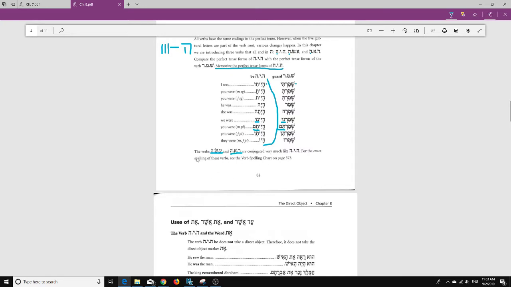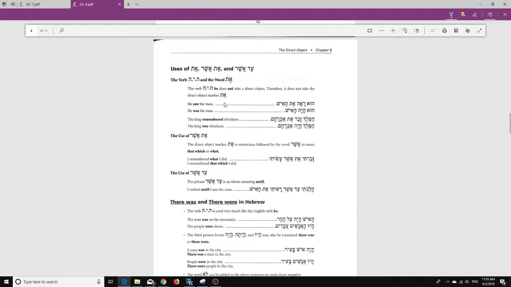So for the exact spelling of these verbs, one nice thing about this book is there is a chart at the back of all of our verbs. So if you are curious and want to go through these, go to page 373. Okay, we're not going to do that right now, we'll just move on.